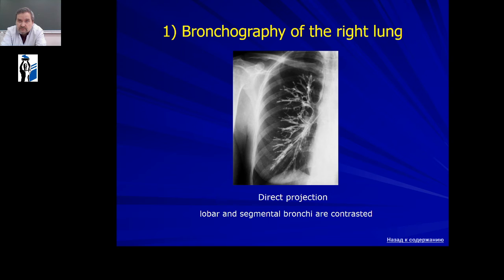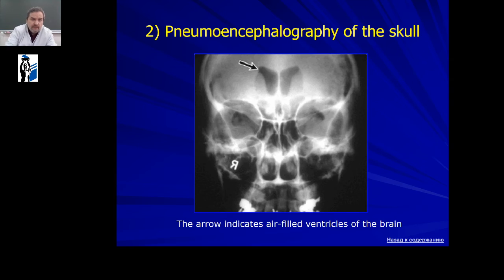But this method is now not used, because diagnosis of bronchoectatic disease is done with computer tomography. The next slide is pneumoencephalography of the skull. This arrow indicates air-filled ventricles of the brain.